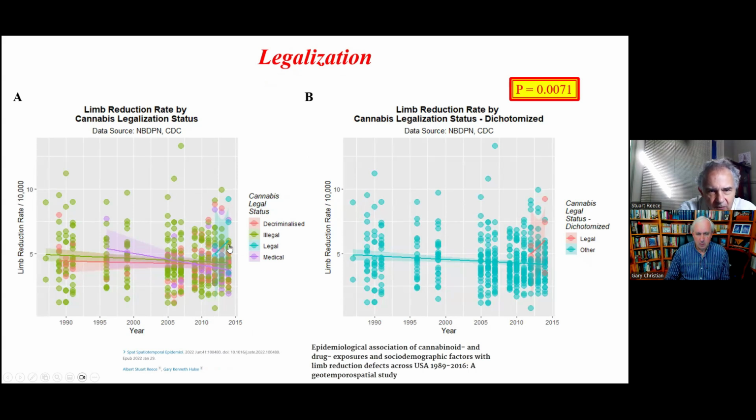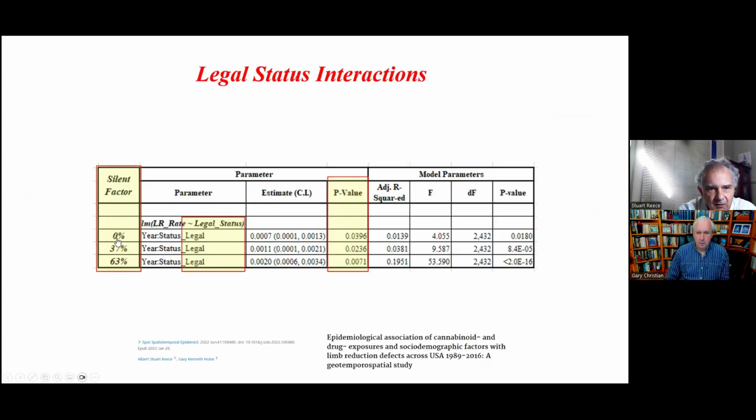If we look at the effect of cannabis legalization across the US, it's a little confusing. Of course, it changed over time. But if you compare the legal cannabis with all the others, you find that the legal rate is much higher, as you can see there, with a highly significant p-value of 0.0071. And this is just showing with the different ETO-PFA rates there that the p-values increase as the ETO-PFA rate rises. But even without adjustment, it's still significant.